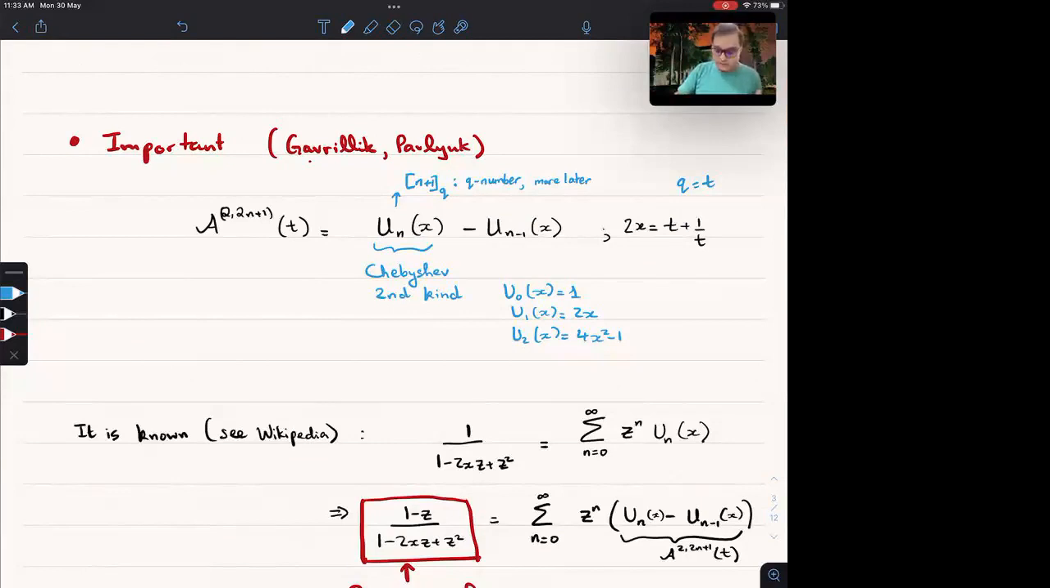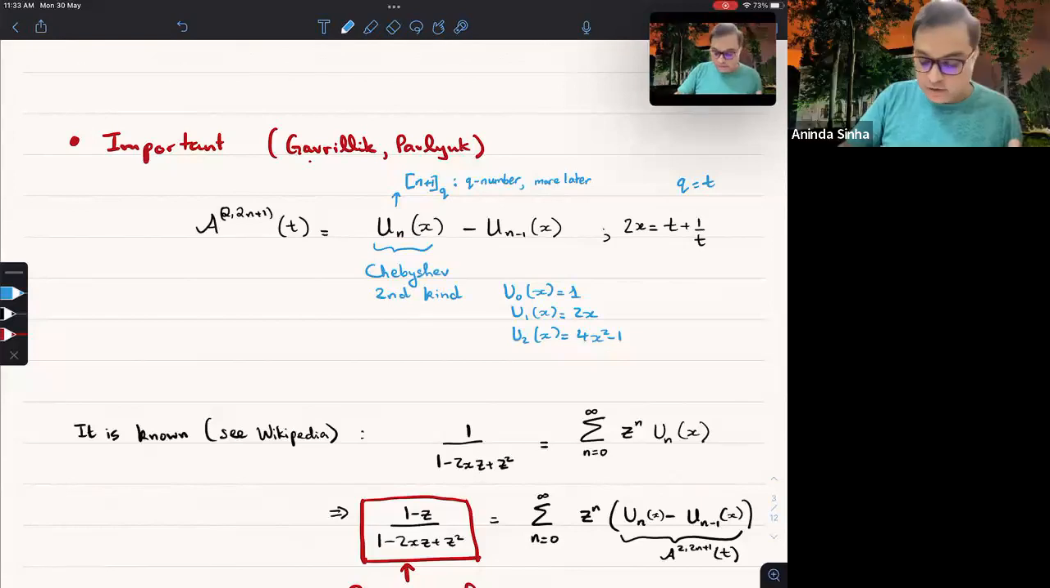So this Chebyshev polynomial is a polynomial of nth order? Yes. For example, here I've given you the first few Chebyshev polynomials. So it's a degree 2. So U_n is a degree n polynomial in x.